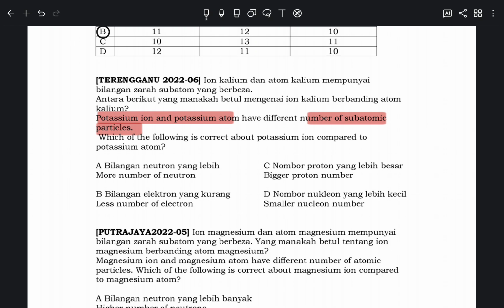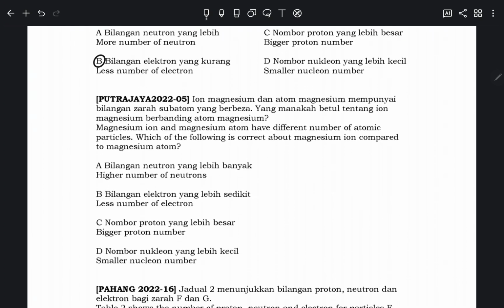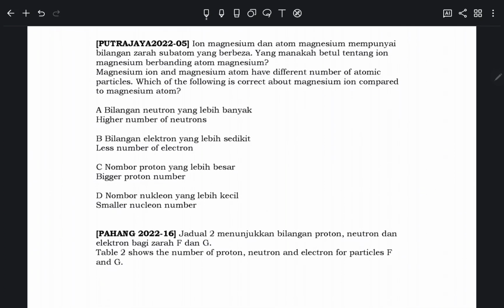B, less number of electrons. Yes, maybe, because you know why? The effect is only for electrons. More number of neutrons. Even less, because proton and neutron, they will just sit quietly and see what will happen. So the correct answer is B. The number of electrons will reduce. Okay, B. Then Putrajaya paper.